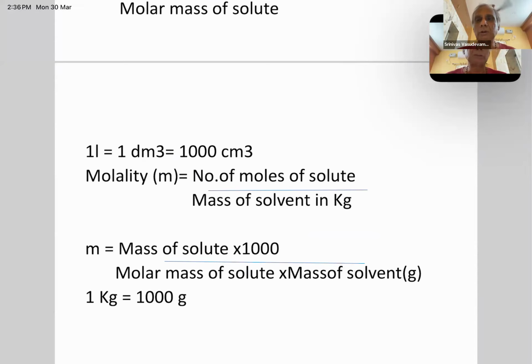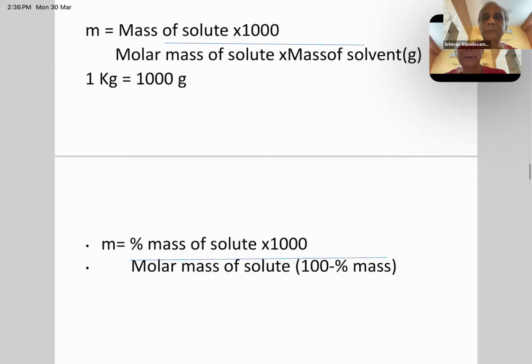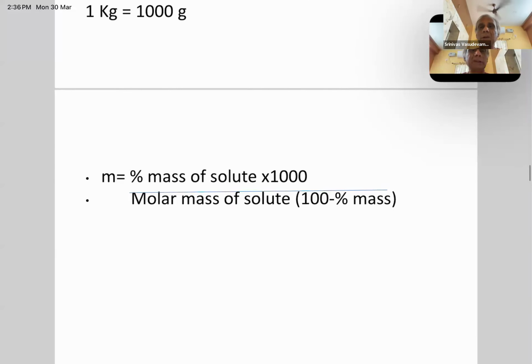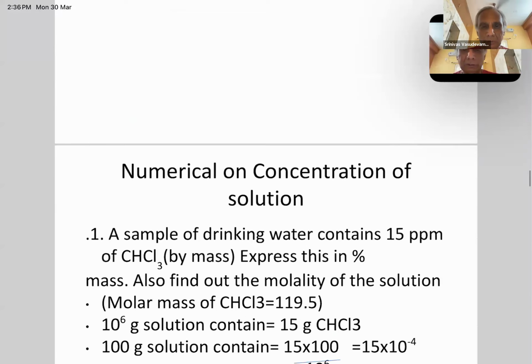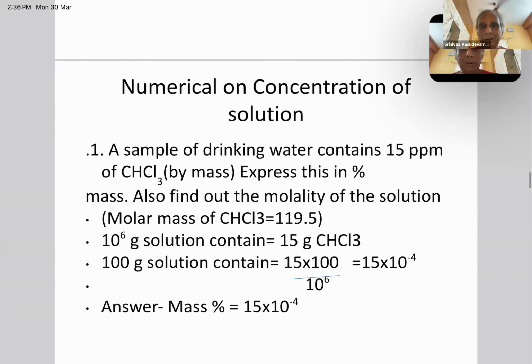Molality: number of moles of solute divided by mass of solvent in kilogram. Or I can write it as mass of solute divided by molecular mass of solute into 1000 by mass of solvent in gram, since 1 kilogram equals 1000 gram. In terms of percentage mass: percentage mass of solute divided by molecular mass of solute into 1000 divided by 100 minus percentage mass of solute. We'll do a few numericals based on this.